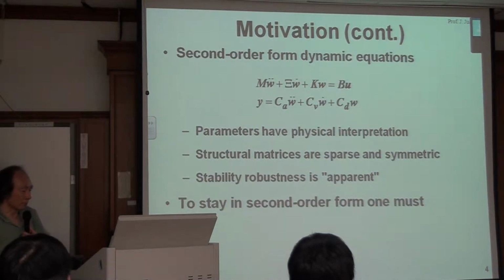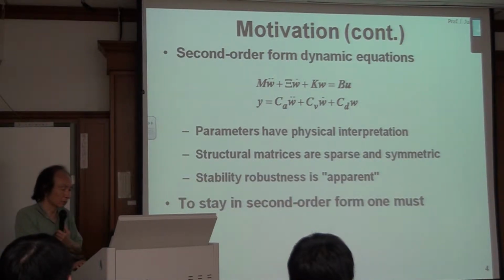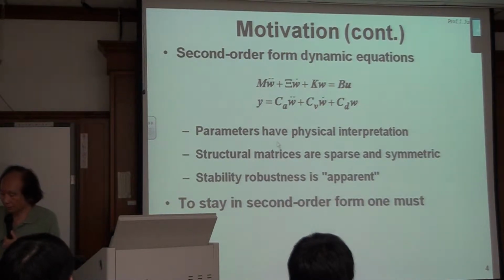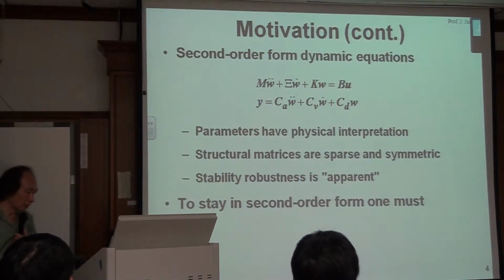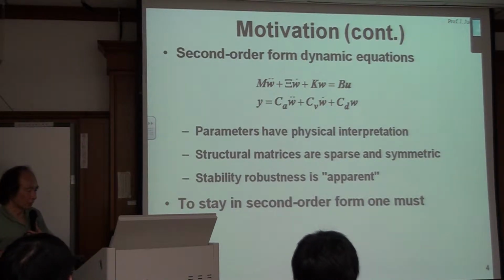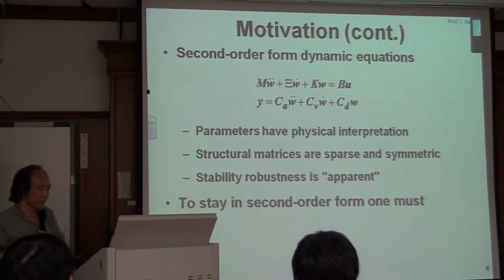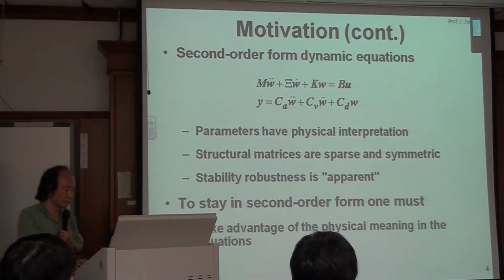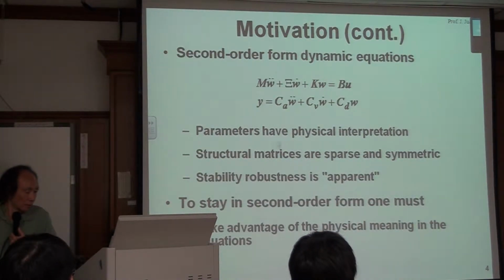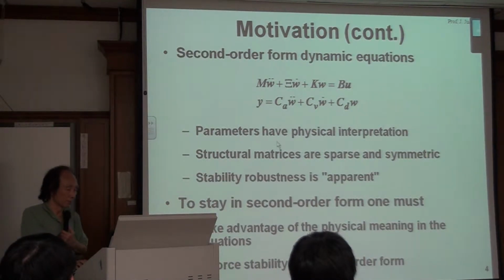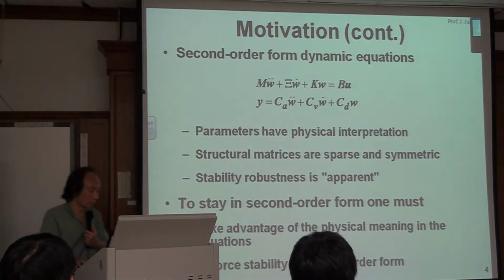M is the mass matrix, and that mass matrix is positive definite. K, the stiffness matrix, is also symmetric, and in most cases it is also positive definite. And we know that if that's the case, then the system is stable. So we're going to use that. How can we take advantage of this second order form? That's what we are going to talk about.